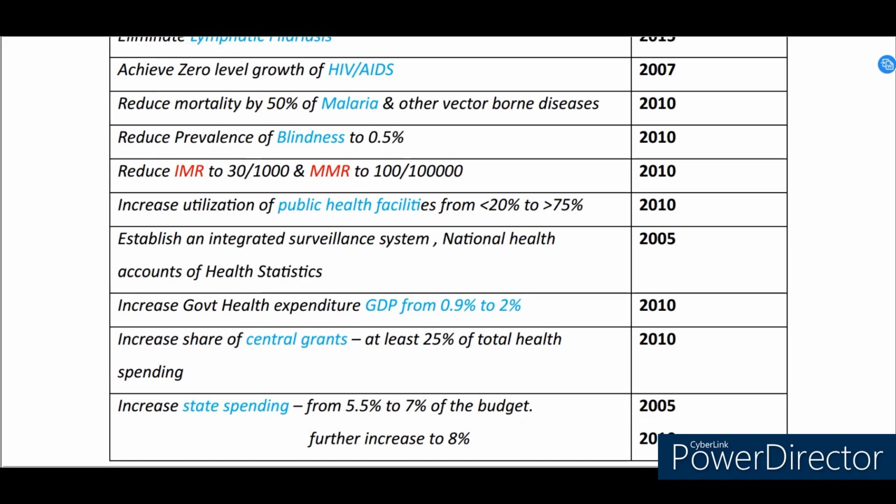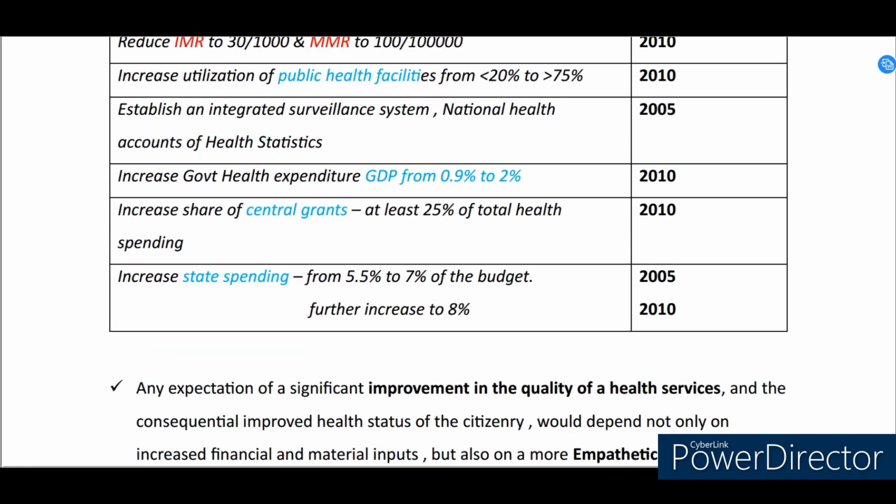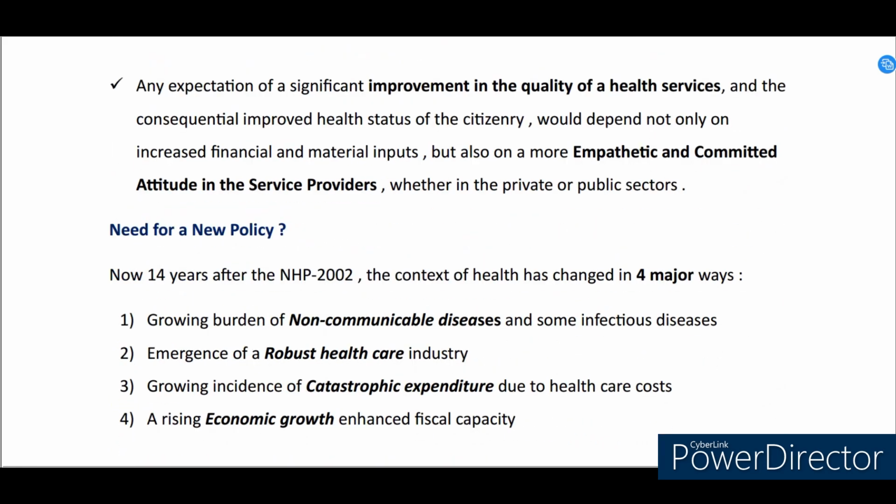Increase share of central grants to at least 25% of total health spending, and also increase state spending from 5.5% to 7% of the budget by 2005 and further increase to 8% by 2010. The improvement in the quality of health services is not exclusively dependent on the financial or material inputs, but also on a more empathetic and committed attitude in the service providers. So they need to treat it as a responsibility rather than a commercial thing, right?